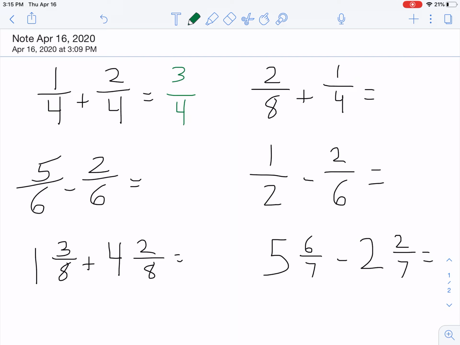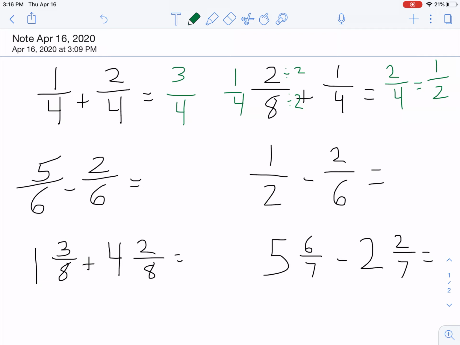But if you look at the second one, 2/8 plus 1/4, you have different denominators. So for a problem like this, you need to find an equivalent fraction so that your denominators are the same. So if you divide both of these by 2, whatever you do to the top, you got to do to the bottom, you get 1/4. So an equivalent fraction for 2/8 equals 1/4. So all you're really adding for this one is 1/4 plus 1/4. That's 2/4. An equivalent fraction for that would be 1/2.